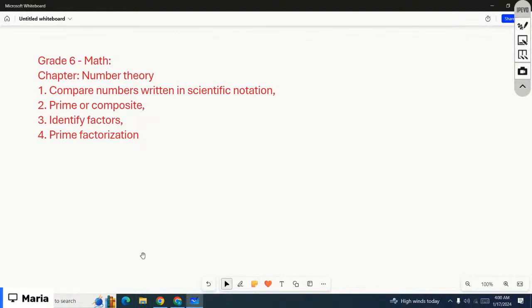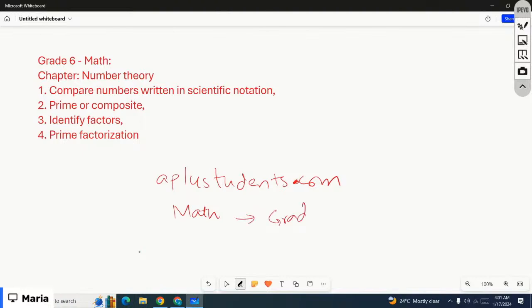We are here for grade 6 math. You can find all the lessons on aplusstudents.com. You have to log in there using your email address and password as provided by the administrator. Then you have to select math from the subject tab, scroll down to grade 6, and then click on view all lessons. There you can find the list of the chapters. We're going to start with chapter number 30.